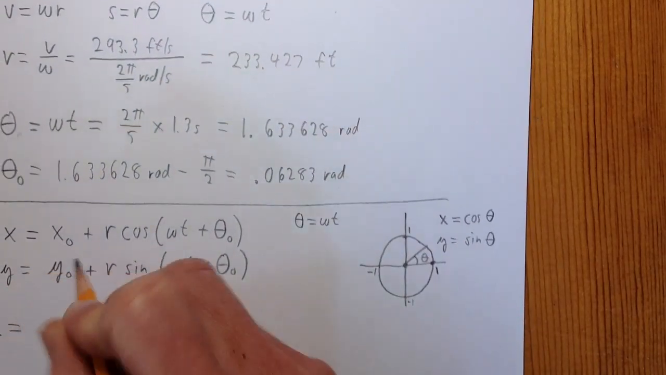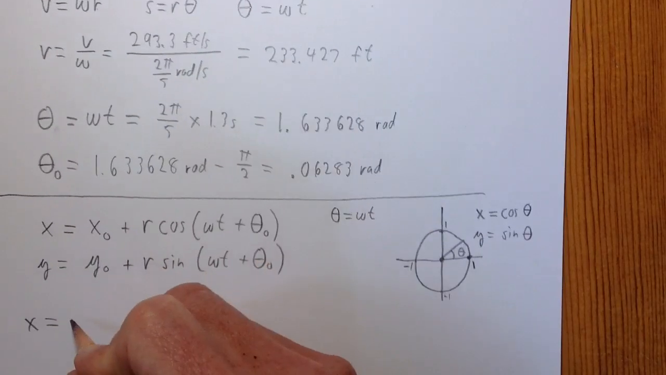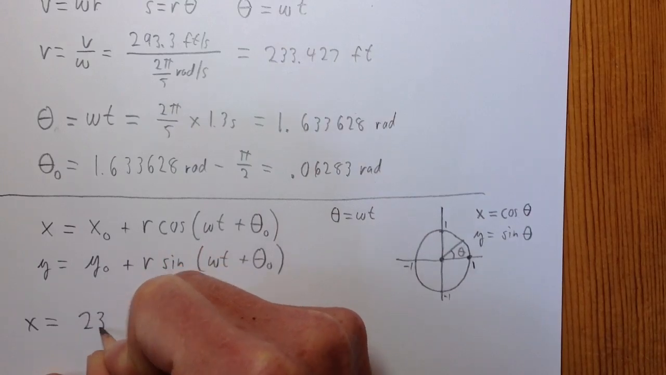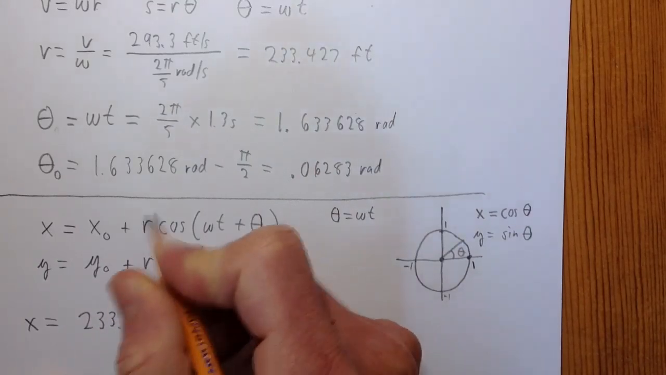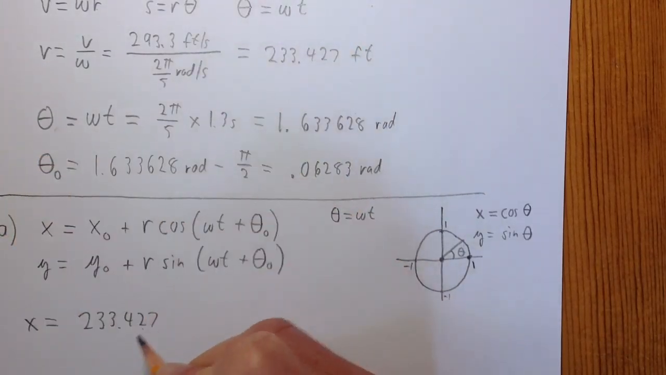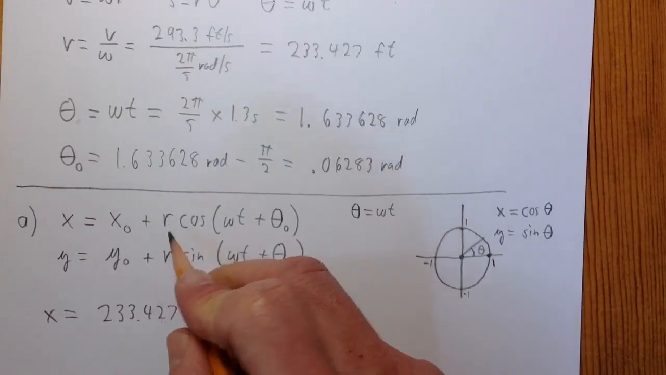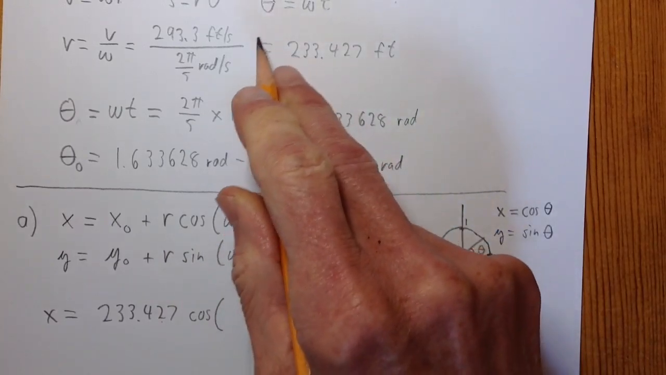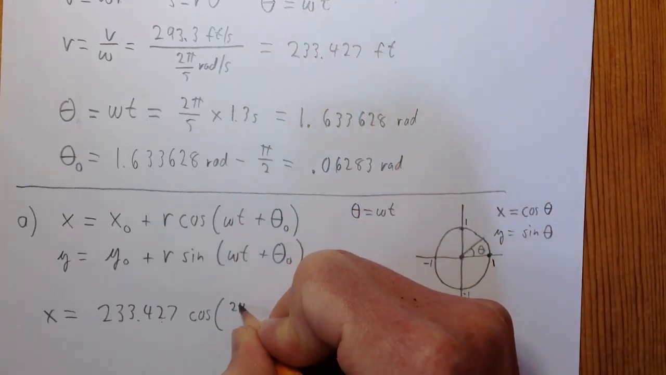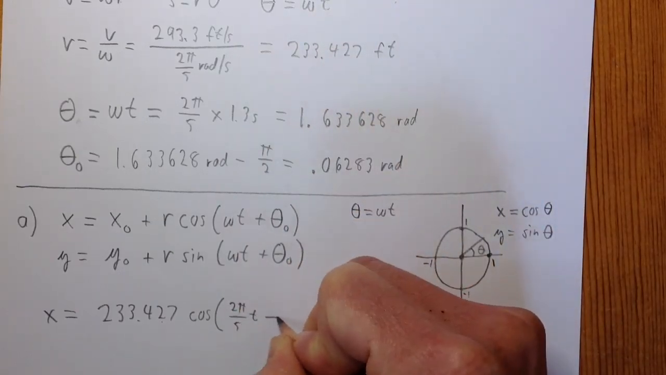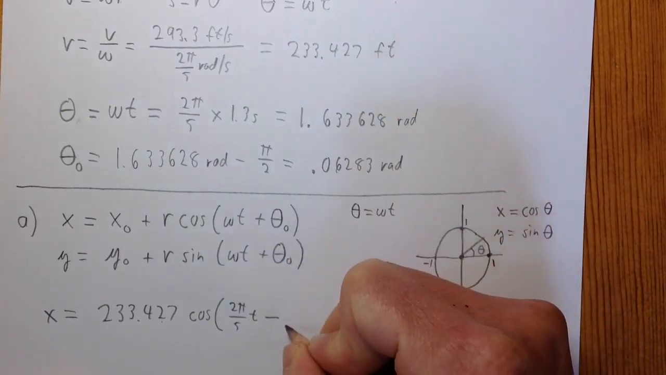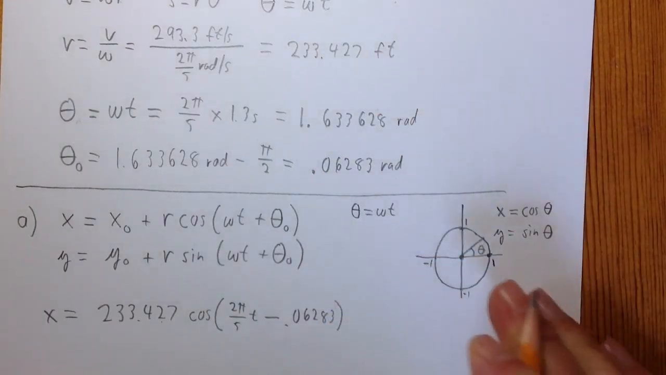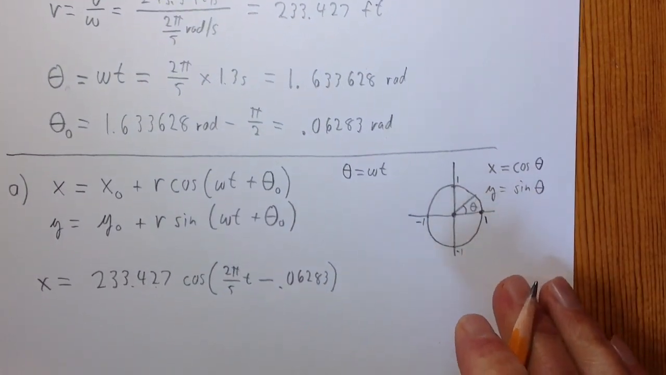So x is equal to, x0 is 0, so you don't have to write it. The radius we figured out was 233.427. So x is equal to 233.427. Oh, and this is part A here. That's the radius times the cosine of omega. We figured out omega was 2 pi over 5. So 2 pi over 5 t minus, because the starting angle is minus, 0.06283. And we don't have to write radians. If it's not anything else, we know it's radians.